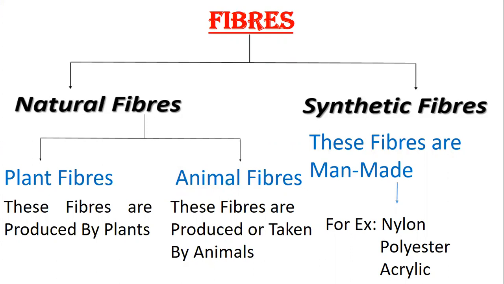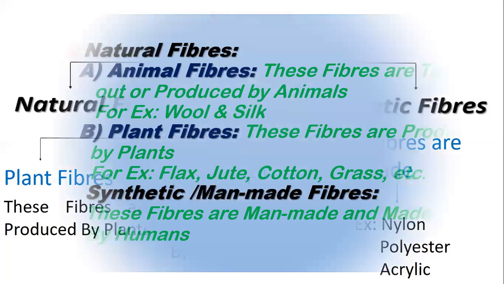Fibers are further divided into two parts, natural fibers and synthetic fibers. Natural fibers are further divided into two parts, plant fibers and animal fibers. So plant fibers are the fibers that are produced by plants and animal fibers are the fibers that are produced or taken from animals. And the other is synthetic fibers. So these are man-made fibers, for example, nylon, polyester, acrylic, etc.